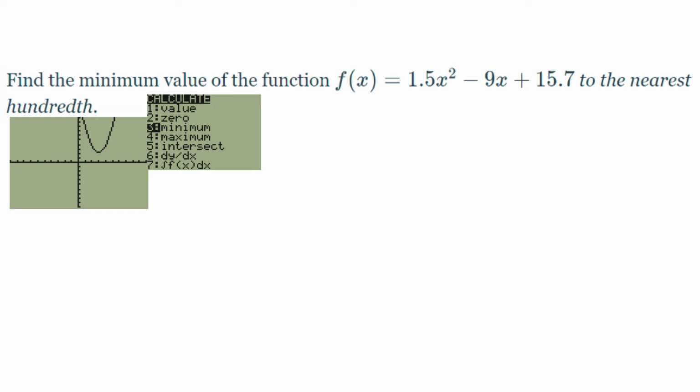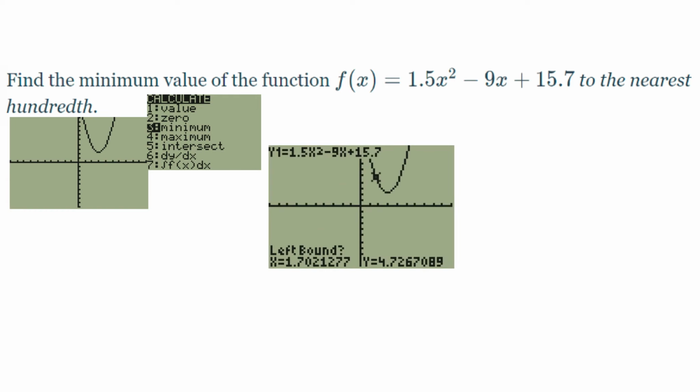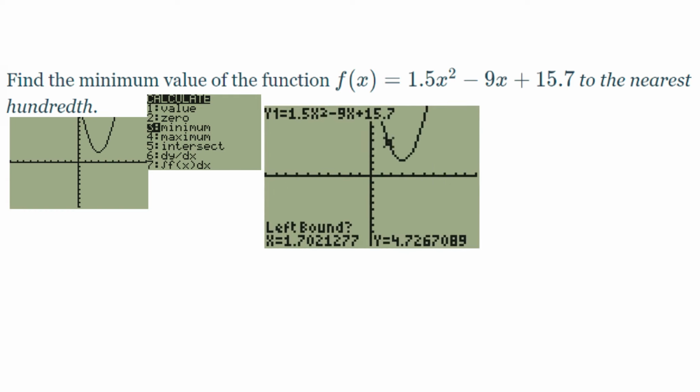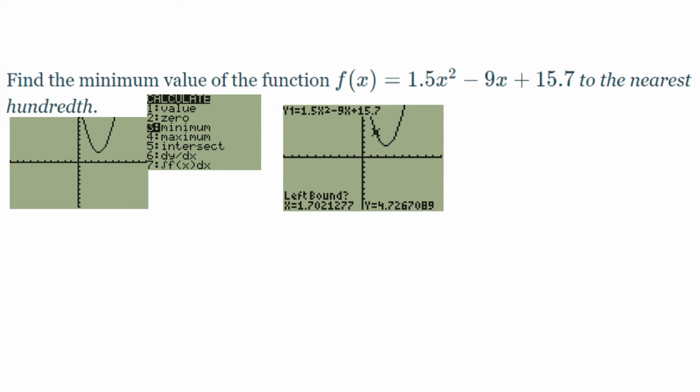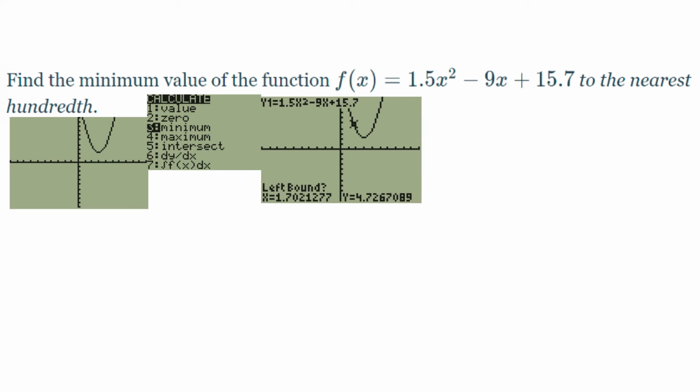So what do you think we're going to do differently if we're looking for a maximum? Hit the number 4, right? It's not a real tricky type situation. Now your calculator loves to ask you questions. First question, left bound. There it is. Next question it's going to ask me after I hit enter on that is right bound.